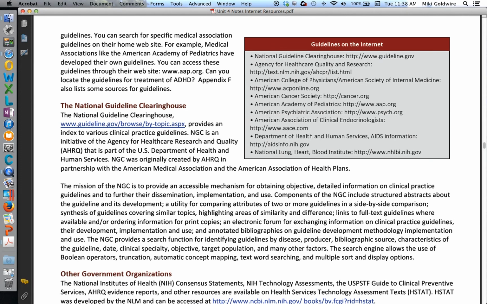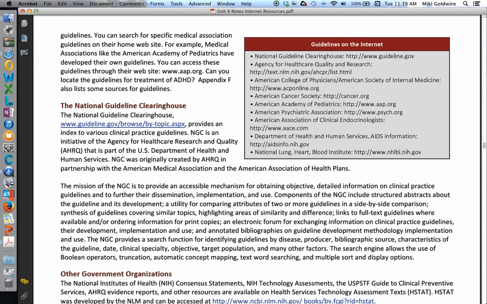Another source of getting guidelines is the National Guideline Clearinghouse. The National Guideline Clearinghouse provides an index to various clinical practice guidelines. NGC is an initiative of the Agency for Healthcare Research and Quality that is part of the U.S. Department of Health and Human Services. NGC was originally created by AHRQ in partnership with the American Medical Association and the American Association of Health Plans.